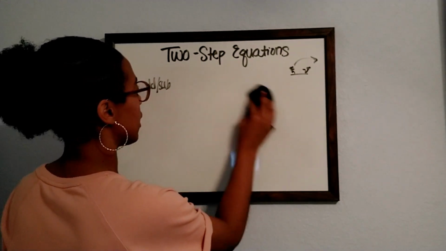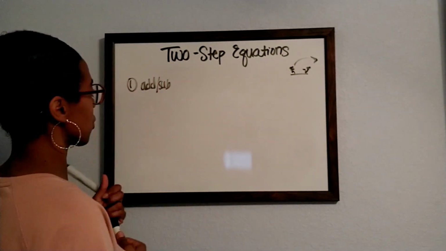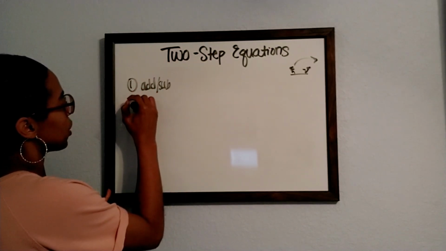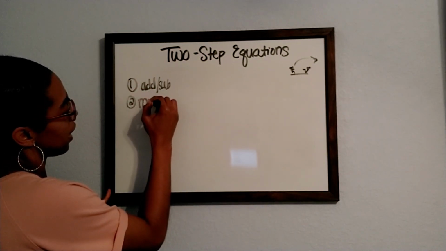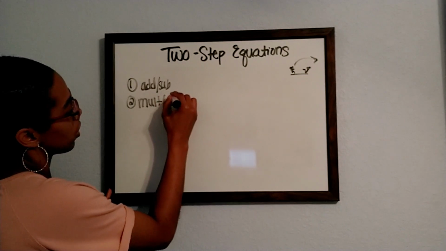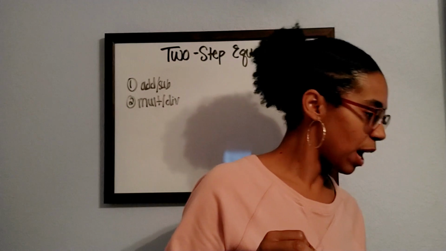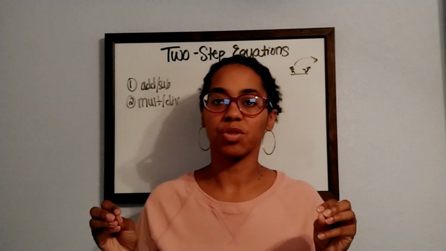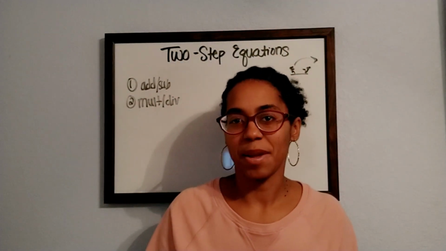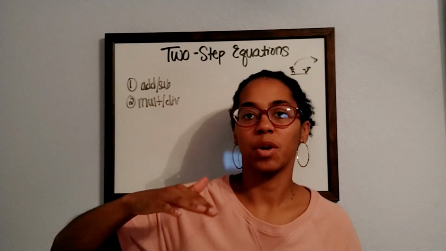First thing I'm going to do is add or subtract. The next thing I'm going to do is multiply or divide. And like I said, you can actually do it the other way around, but this is the universal way of making sure we all get the same answer. We always add or subtract, then we multiply and divide.